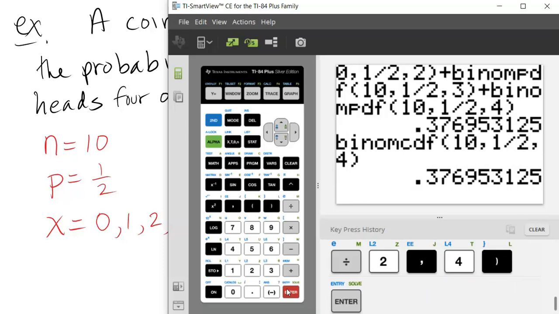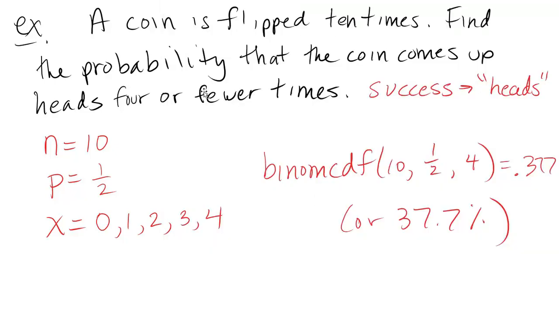Hit enter. The difference here is that we didn't have the stat wizard, so we had to input n, p, and x separated by commas on the main screen, just like you do with Binompdf. Now, a couple of things to talk about. First, when we ran into a situation like this in the previous lesson, we just used the complement. Why doesn't that work here? Well, the complement of 4 or fewer is 5 or more. So that would be the cases 5, 6, 7, 8, 9, and 10.